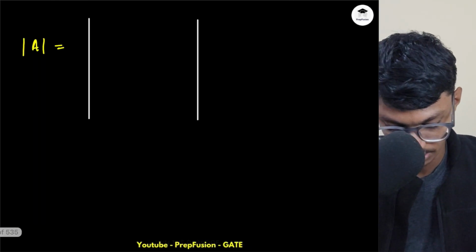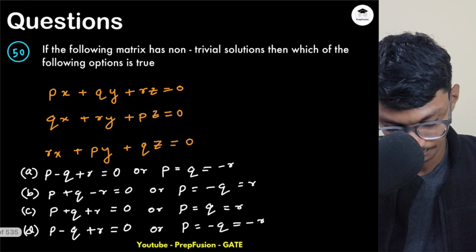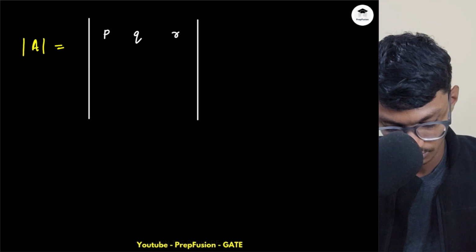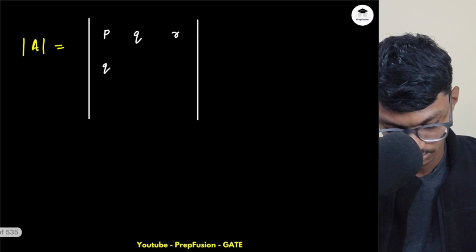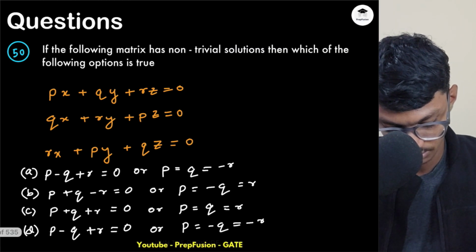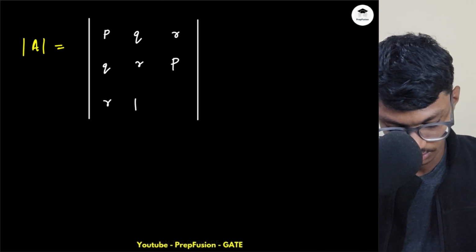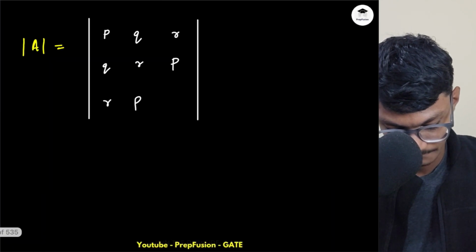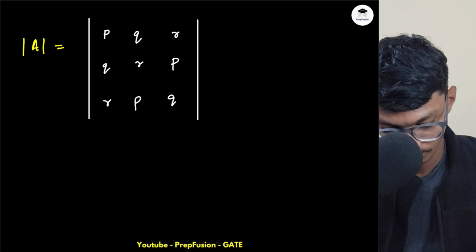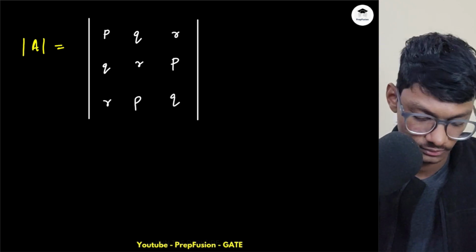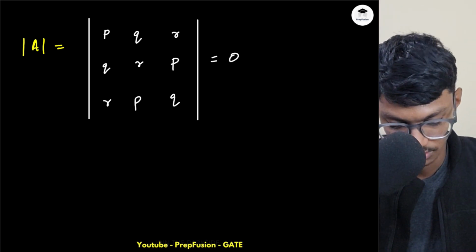So basically this is P Q R, Q R P, R P Q, which equals 0, right?